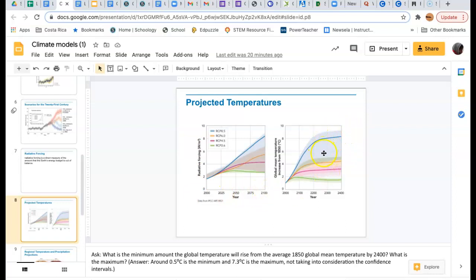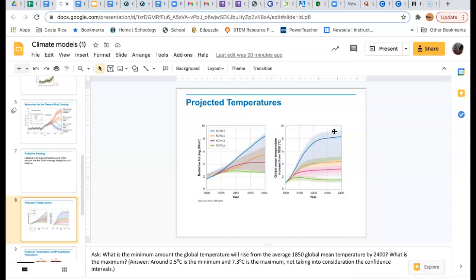The lines are shaded just to account for confidence intervals, meaning that there is some variability that needs to be taken into account. But looking at this, the minimal increase in temperature would be about half a degree, and the maximum would be a little over 7 degrees. Those are the predictions. You might think, well, 7 degrees, that's not that bad. Remember, it's 7 degrees Celsius. In Fahrenheit, that's about 45 degrees.